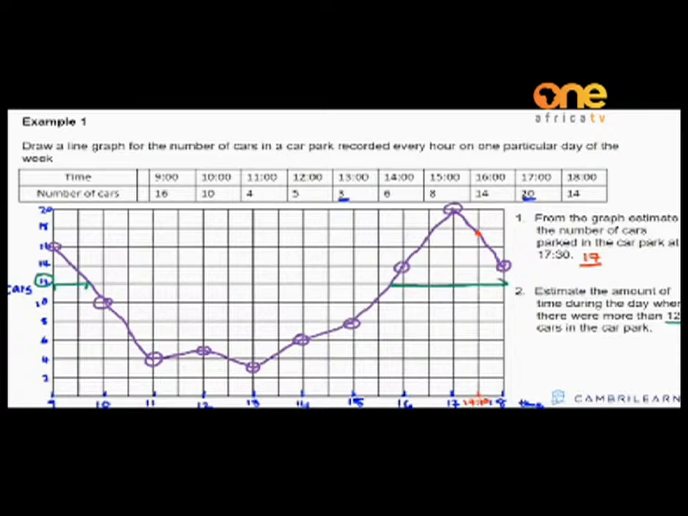So I'm going to say there's an hour, there's an hour. To be entirely honest, I think that this little gap fits in here to make another perfect hour there. So my answer would be, for 3 hours of the day, we have got more than 12 cars in the car park. Please practice these.